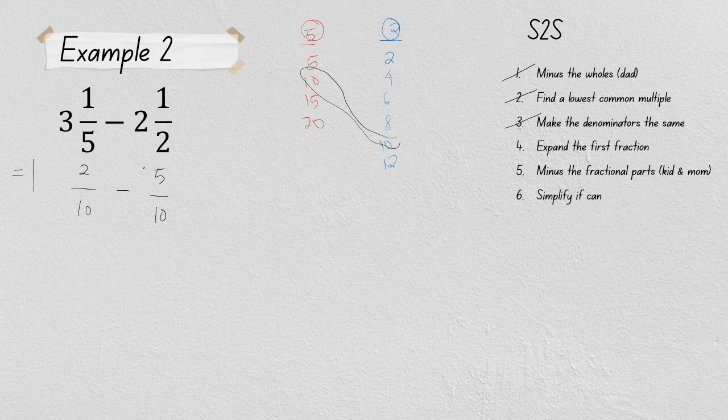Next, ask yourself, can you minus 2 minus 5? Because 2 is smaller than 5, you can't really minus them. So you need to expand the first fraction. So bringing the 1 to the side as a whole.